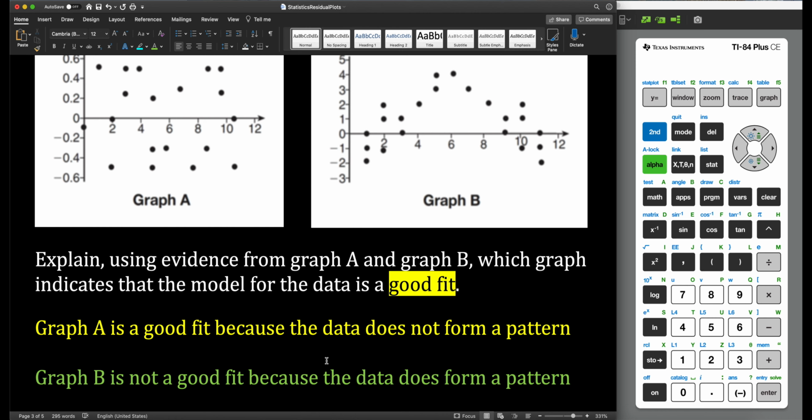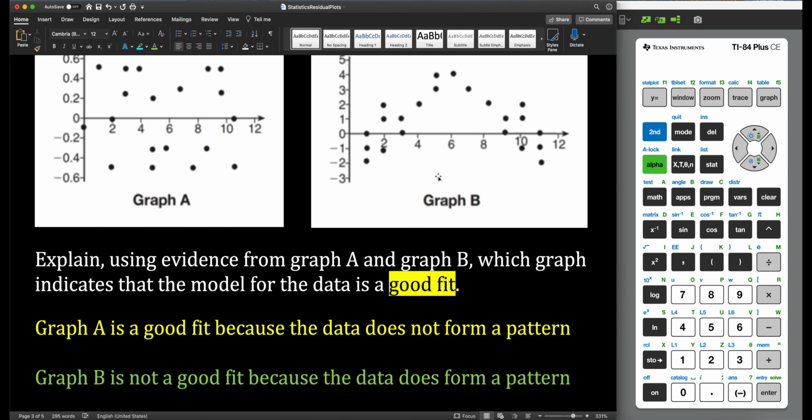The reason why I had these pre-typed is because my handwriting, guys, with this pad is absolutely terrible. You will hate it. So at least now it's nice and neat, and you can copy that and read that and see that. All right, so graph A is a good fit because there is no pattern. Graph B is not a good fit because it does form a pattern. 2 points in the Regents. That's all you need to get full credit on that question.